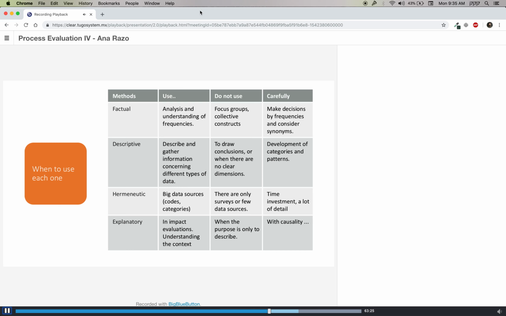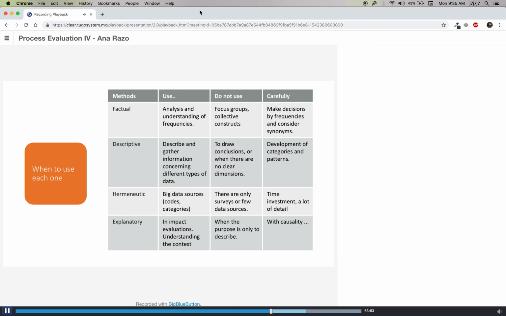But talking about factual analysis, we need to be very careful, because, for instance, if a word is included, or if a specific piece of information, this will not mean that we are going to make a decision based on this. And in descriptive analysis, when do we use this and when not?